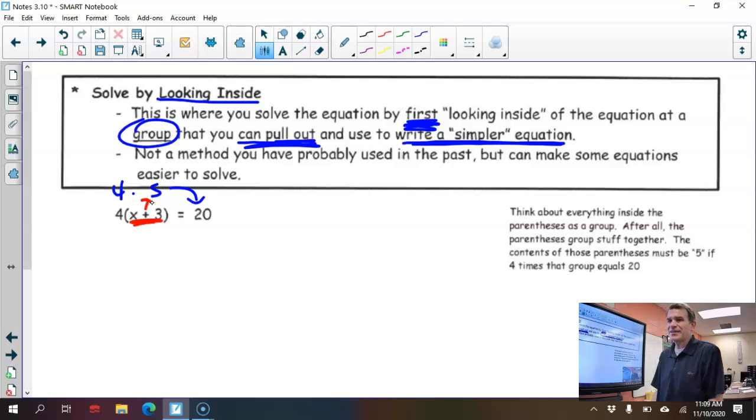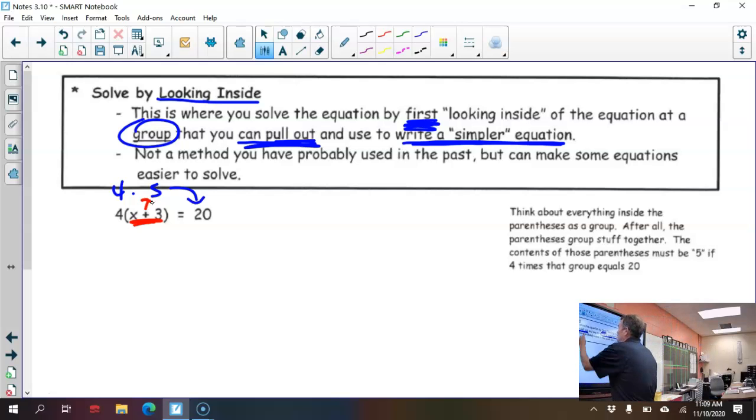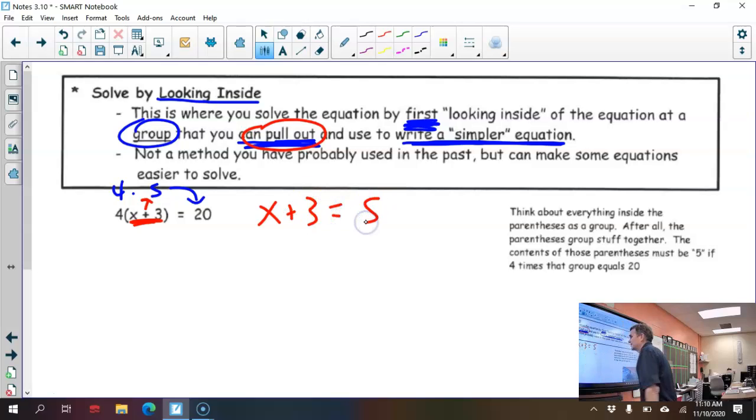has to be 5 because 4 times 5 is 20. So I could pull out the x plus 3 and say x plus 3 has to equal 5 because I know 4 times 5 is 20. And then I would finish solving it. So again, here's a little note. Think about everything inside the parentheses as a group. After all, the parentheses group stuff together. The contents of those parentheses must be 5 if 4 times that group equals 20.